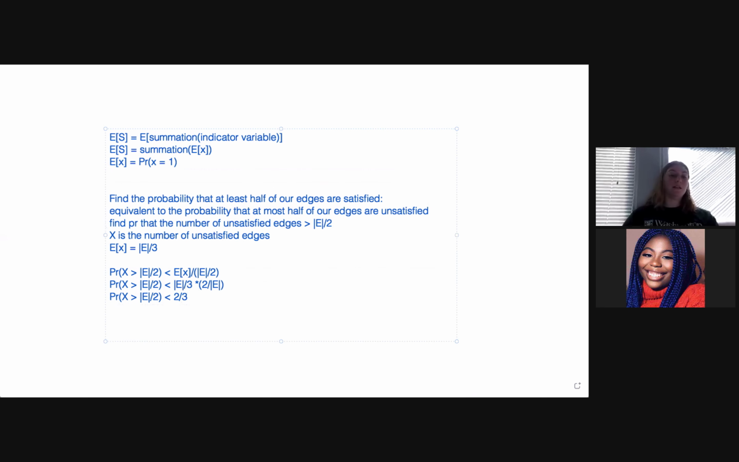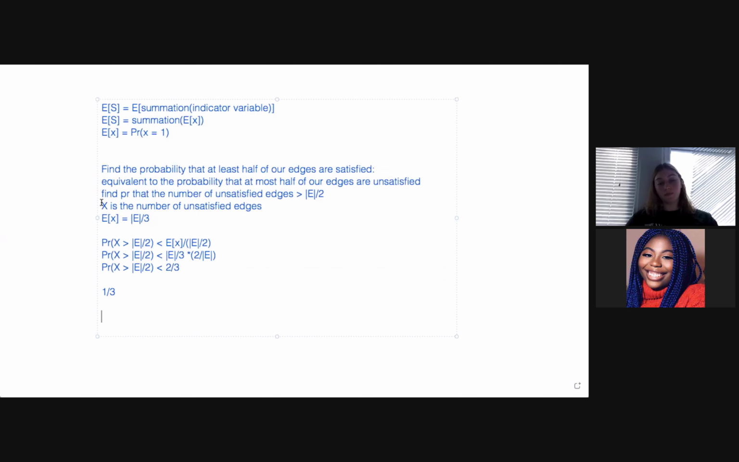So that's the probability that more than half our edges are unsatisfied, which means what's the probability that at least half our edges are satisfied? Would it be greater than 1/3, or do you flip it? Yeah. Okay. It's 1 minus that. So the probability that at least half our edges are satisfied is 1/3. And that is the first part of C.